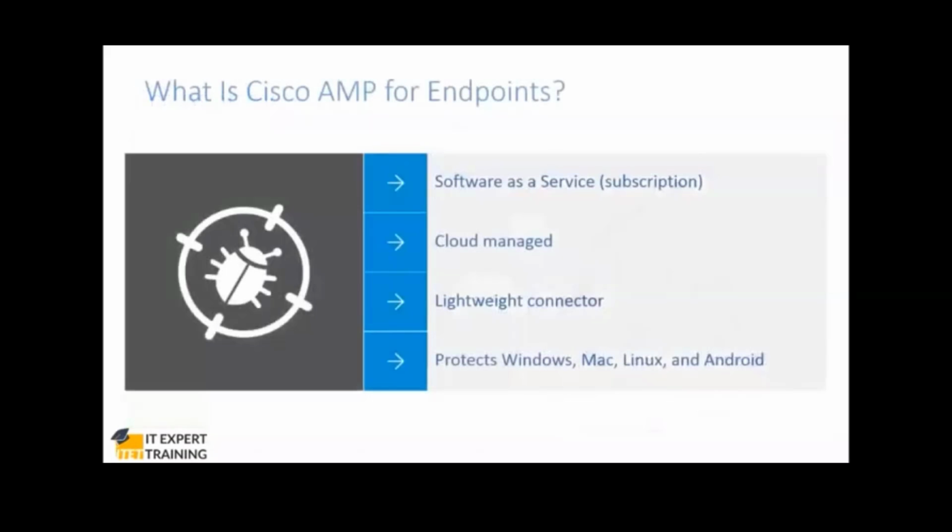Okay, now we are coming to Cisco AMP for Endpoint, Advanced Malware Protection for Endpoints. We call it Cisco AMP for Endpoints. Very simply, this is a next generation endpoint security solution that provides this visibility, context, and control. It is a software as a service, cloud managed system deployed via a lightweight connector to protect endpoints running Windows, Mac, Linux, and Android.